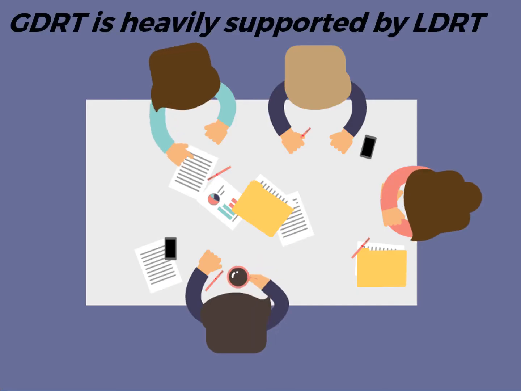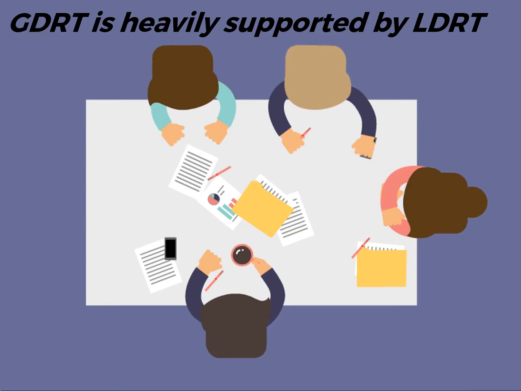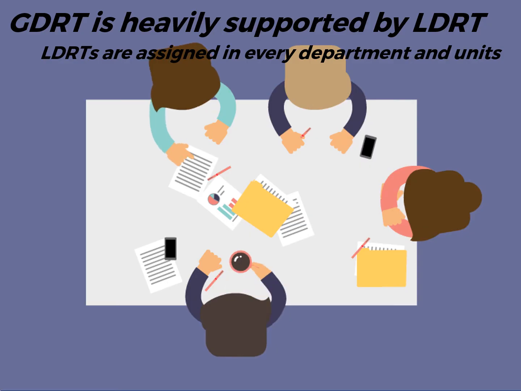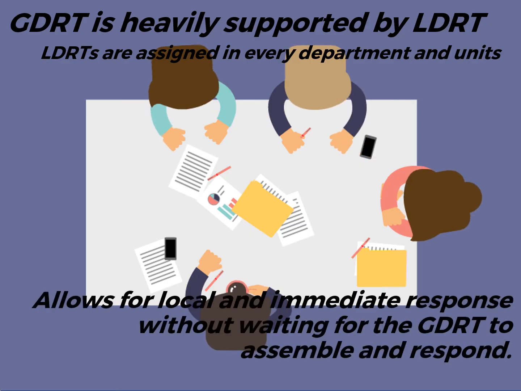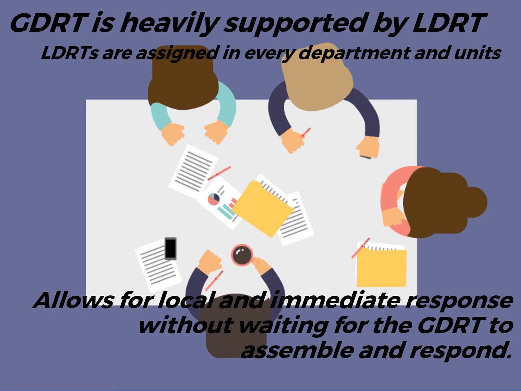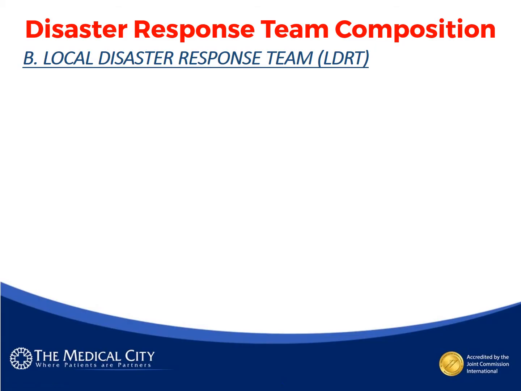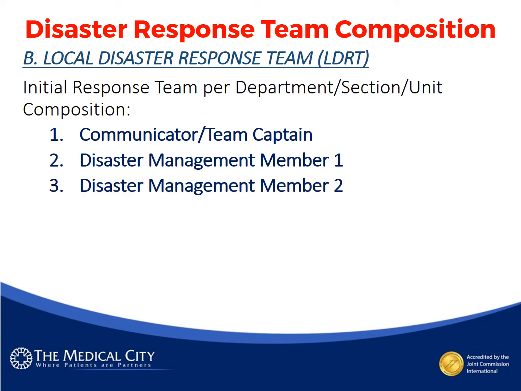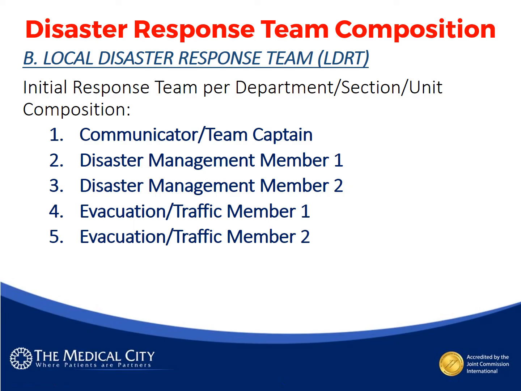The GDRT team is heavily supported by local teams called LDRT or Local Disaster Response Teams. These teams are assigned in every department or unit, which allows to have a local and immediate response to solve an incident, even without waiting for the GDRT to assemble and respond. Every department or unit must have their own LDRT members per shift. The members are: Communicator or Team Captain, Disaster Management Member 1, Disaster Management Member 2, Evacuation or Traffic Member 1, Evacuation or Traffic Member 2.